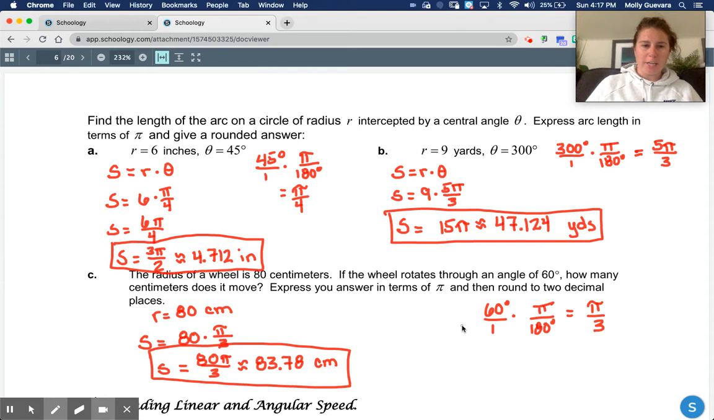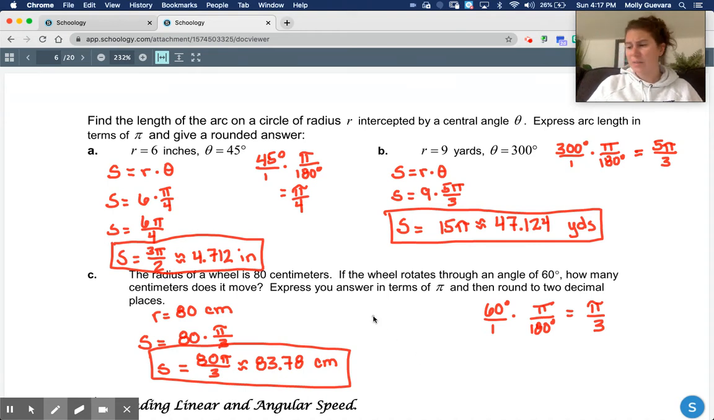Okay, so check your work here. It's the same thing that we just did. If you need to pause the video to check it, that's fine. C was just the same thing. The only difference was that it was in word problem form. But for all of these, you just have to make sure that you change your degrees to radians. So 45 degrees was pi over 4. 300 degrees was 5 pi over 3. And 60 degrees was pi over 3. And then that should be pretty quick in solving that.